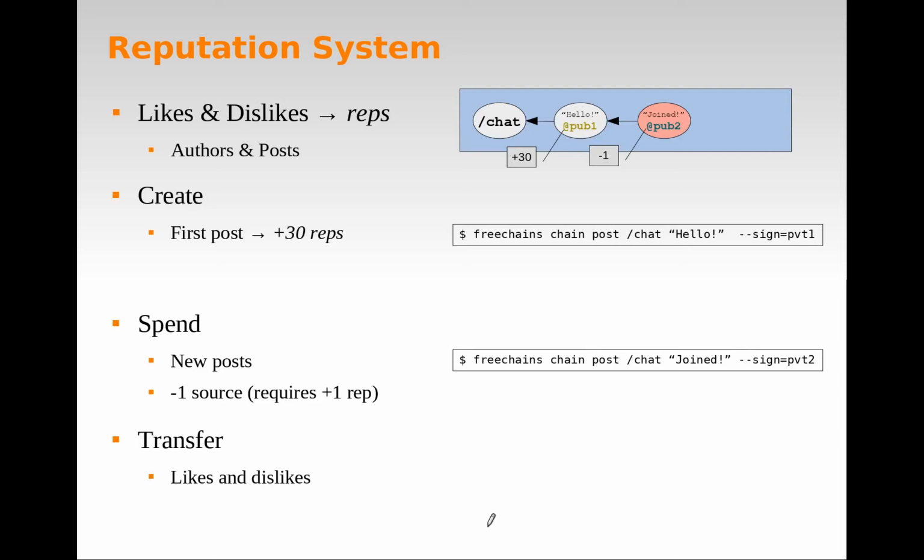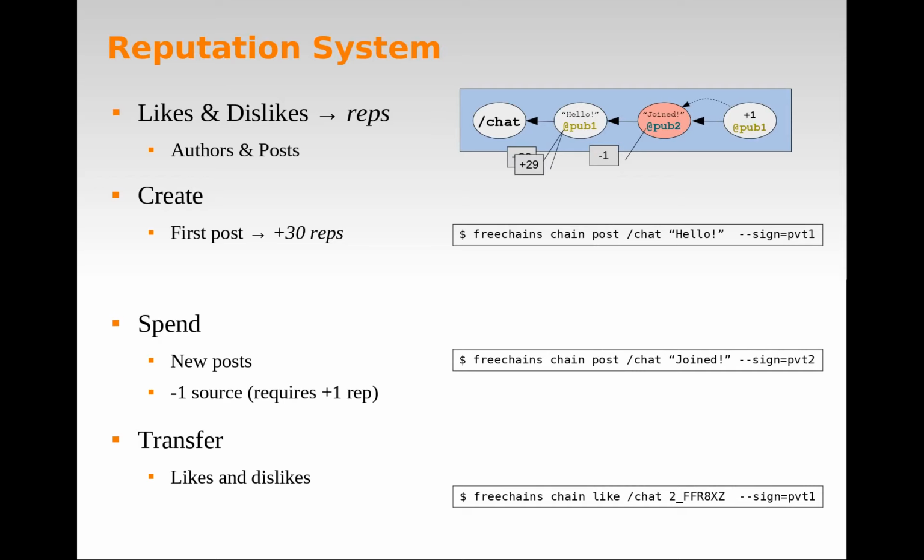Likes and dislikes transfer reputation between authors. Here, the first author gives a like to the rejected post with the command 'like'. A like takes 1 rep from the source and adds 1 rep to the target. A post can also get a dislike, which removes 1 rep from the source and target. The blocked post now changes its state and can be retransmitted in the network.